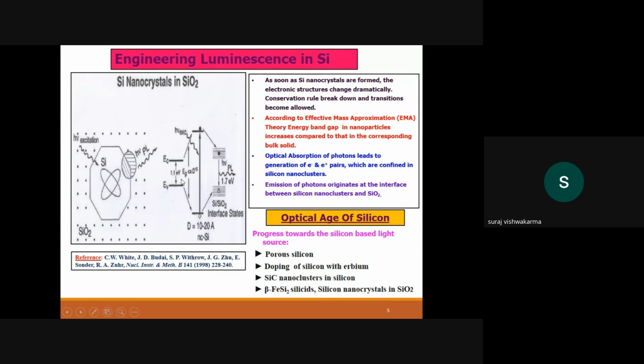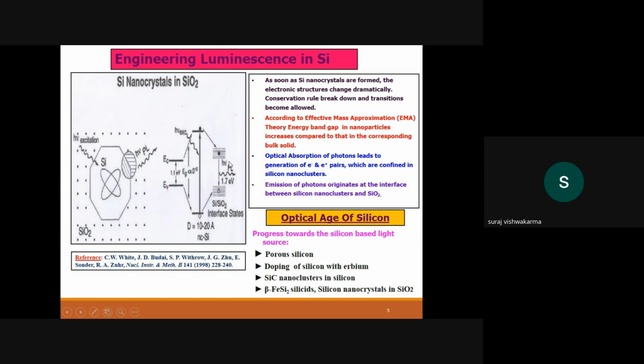Then there is a possibility that you can see before there is a band gap of 1.1 electron volt, and then the band gap changes to this, which is the band gap of a nanocluster, just beside the conduction band and valence band of bulk silicon. So we see that this one is comparatively larger. On this side, your photon is emitted.